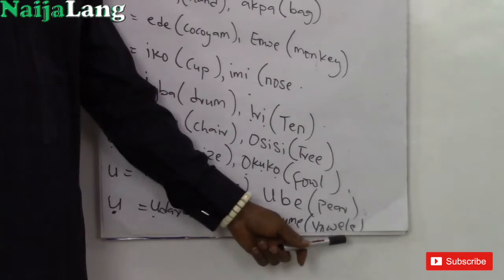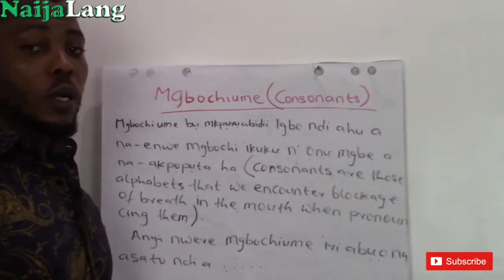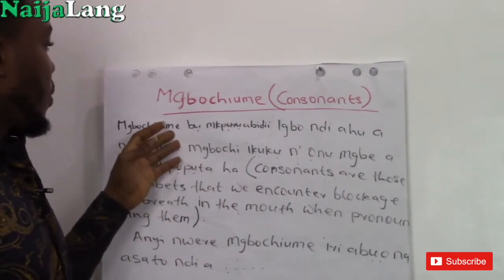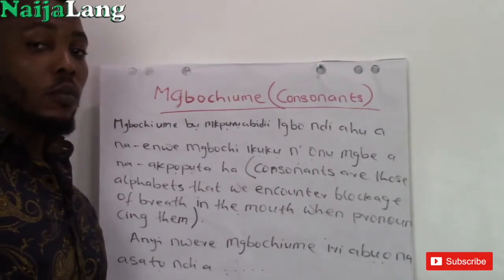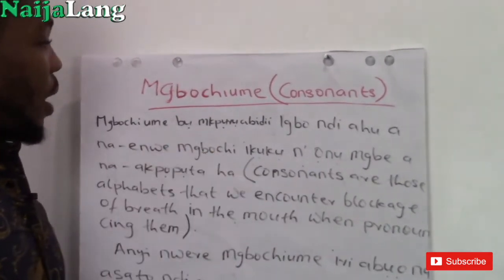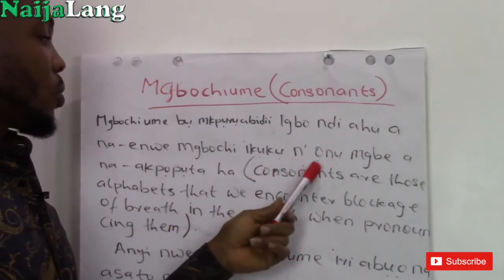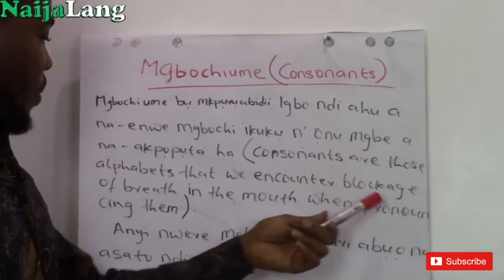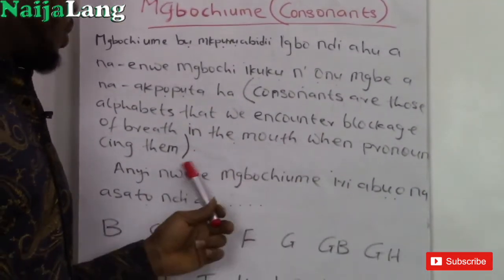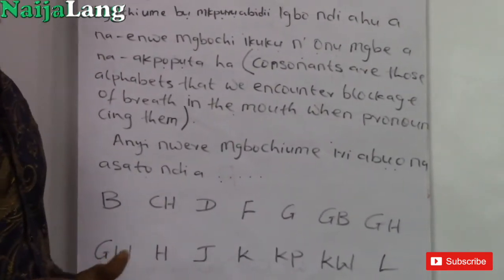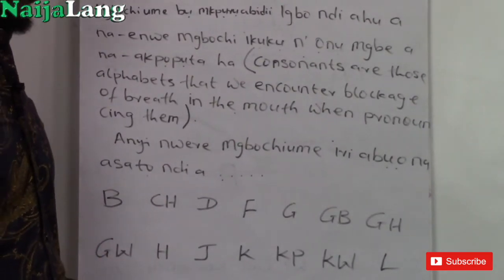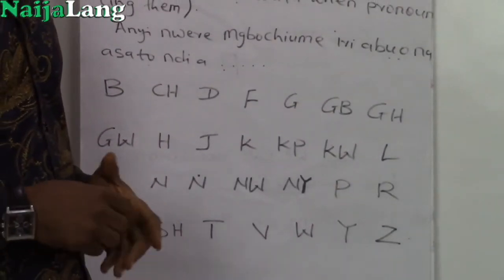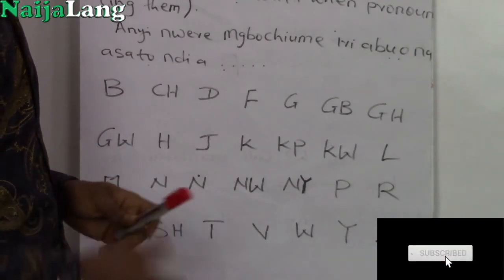Ụdaume, vowels. We're going to look at consonants, Igbo consonants. Mgbochiume, that is Igbo consonants. Mgbochiume bụ mkpụrụ abịdị ndị ahụ a na-enwe mgbochi ikuku n'ọnụ mgbe a na-achọ ịkpọpụta ha. Consonants are those alphabets that we encounter blockage of breath in the mouth when pronouncing them.